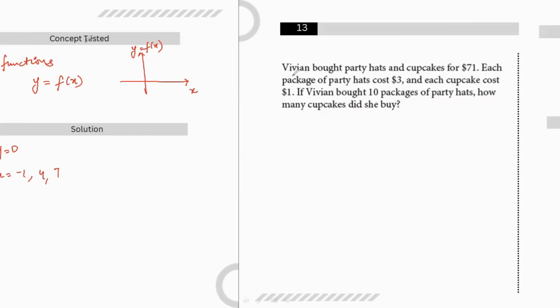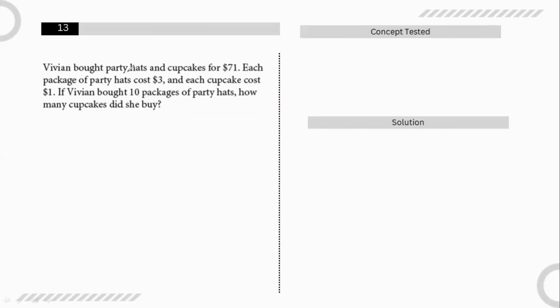Now let's move to the next. Vivian bought party hats and cupcakes for $71. Each package of party hats costs $3 and each cupcake costs $1. If Vivian bought 10 packages of party hats, how many cupcakes did she buy? So what she is buying is total cost, if we understand, that is going to be 71. So the concept which is tested is the equation part, right? So you have the total cost, that is 71.